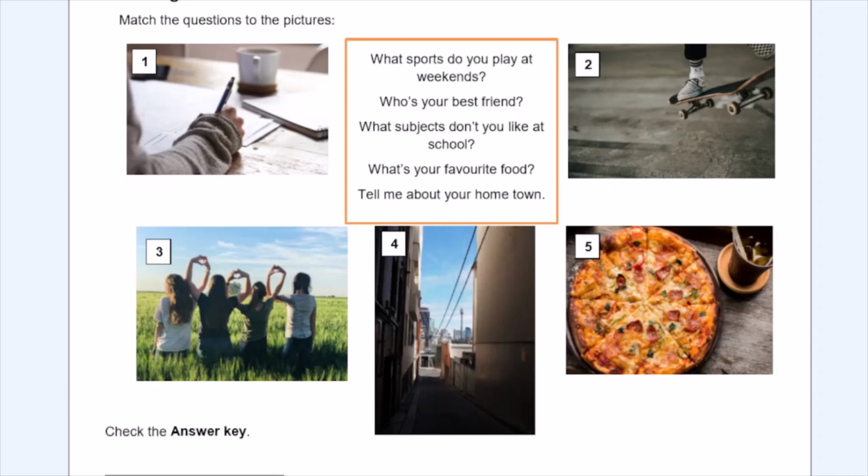What subjects don't you like at school? That would be number 1. What's your favorite food? Definitely that's number 5. And tell me about your hometown. That is number 4.